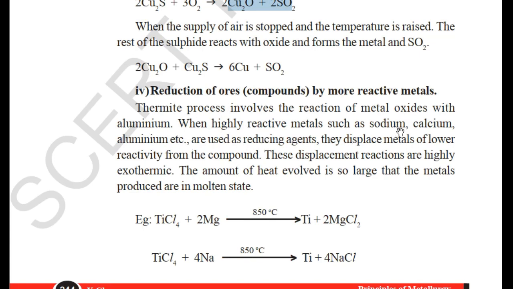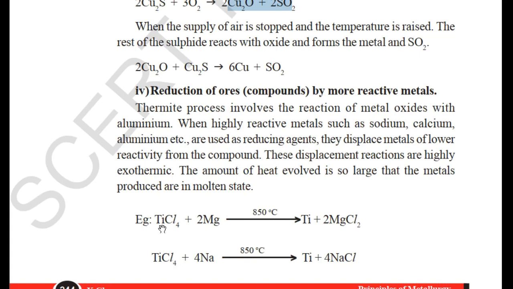When highly reactive metals such as sodium, calcium and aluminum are used as reducing agents, they displace the less reactive metal from the compound. These displacement reactions are highly exothermic. The amount of heat involved is so large that the metal is produced in the molten state. So this is a process of reduction. We will be using a displacement metal. Highly reactive metals, sodium, calcium, aluminum, are used as the reducing agent.